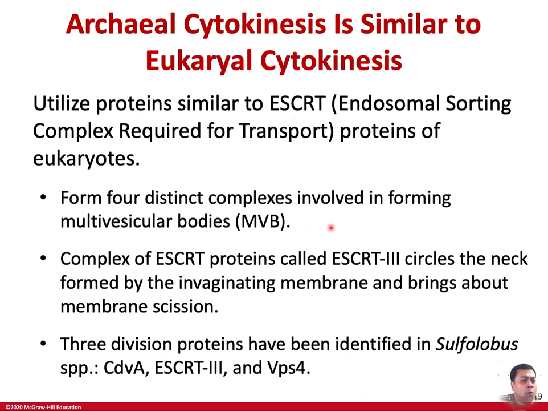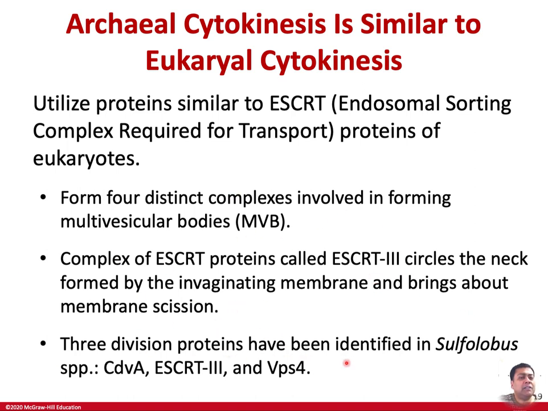And there are 4 distinct complexes involved in forming multivesicular bodies, or MVB. The complex ESCRT-III circles the neck that I was talking about like a spring, forming an invaginating membrane and bringing about the membrane scission. Scission means that it is just cutting the membrane so that the two actually separate.